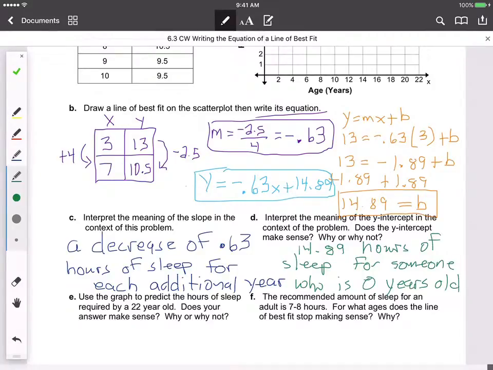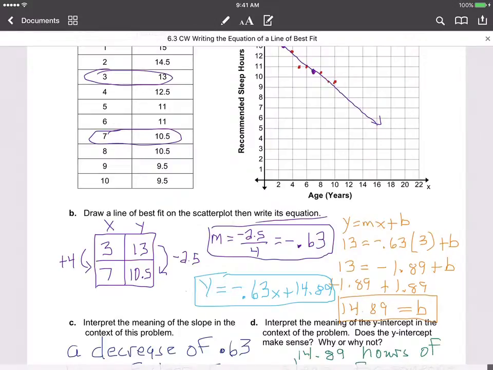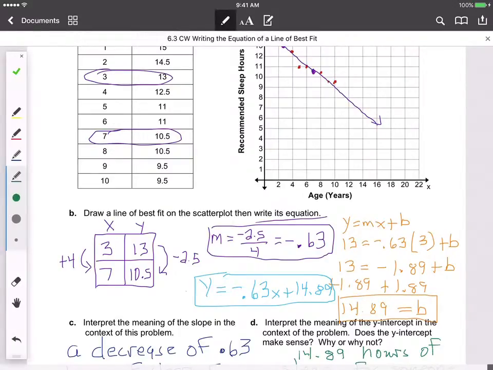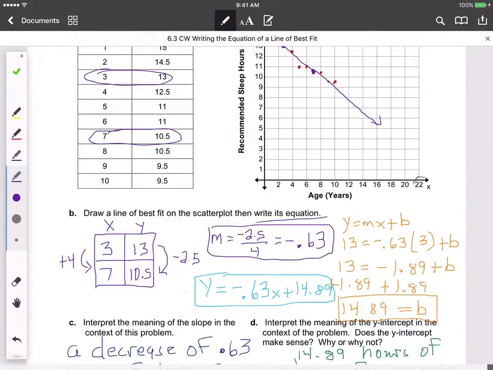All right, question E. Use the graph to predict the hours of sleep required by a 22-year-old. Does your answer make sense? Why or why not? So for this one, we're going to use the graph. So let's go up to the graph. So let's continue this line here. So we want to know for a 22-year-old. So I'll circle that. Let's see where our line's going to go. So if we continue that line, it looks like a 22-year-old is going to need 2 hours of sleep.